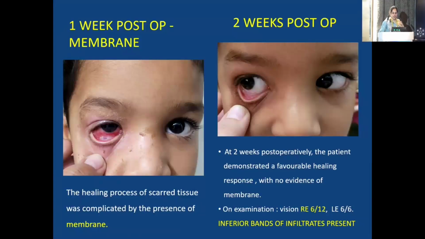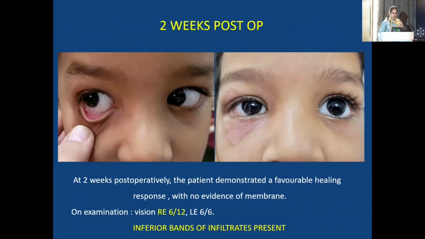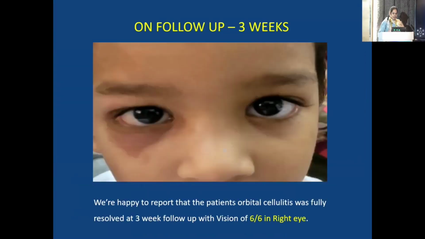On examination, vision in the right eye was 6/12 and left eye was 6/6. Inferior bands of infiltrates were present. At 2 weeks post-operatively, the patient demonstrated a favorable healing response with no evidence of membrane. On examination, right eye was 6/12 and inferior bands were present. We are happy to report that the patient's orbital cellulitis was fully resolved at 3 weeks, with follow-up vision of 6/6 in the right eye.